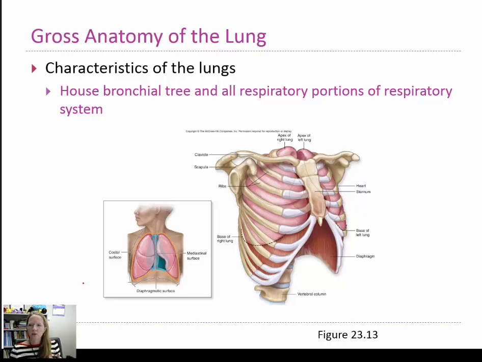As far as what the lungs are made of, most of the bronchial tree is going to be found in here. So everything from the secondary bronchi all the way down to the alveoli is found in the lungs. The very inferior part of the primary bronchi is found in the lungs, but remember that the primary bronchi that branch off of the trachea sit outside of the lungs. Everything else, as far as the rest of the tissue of the lung, is going to be mainly elastic tissue.